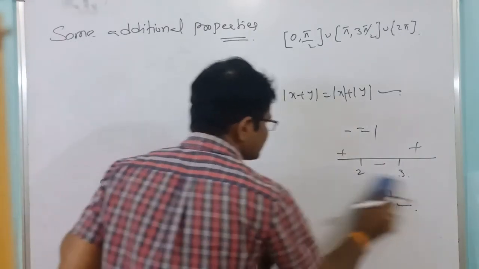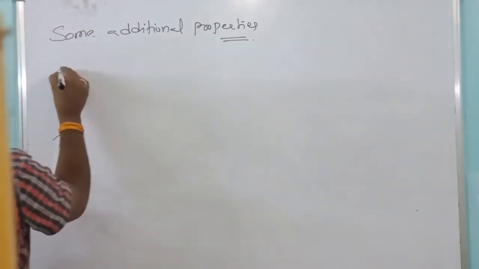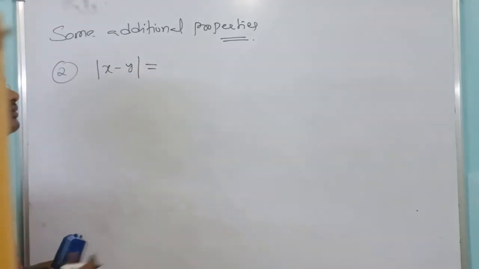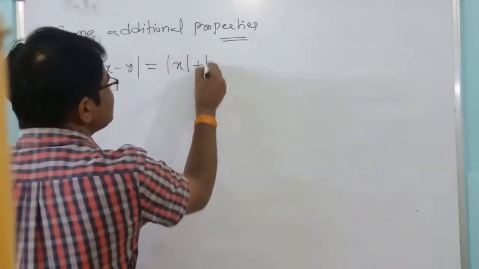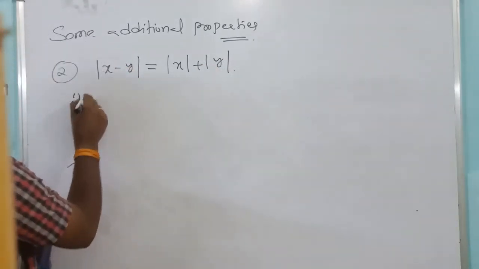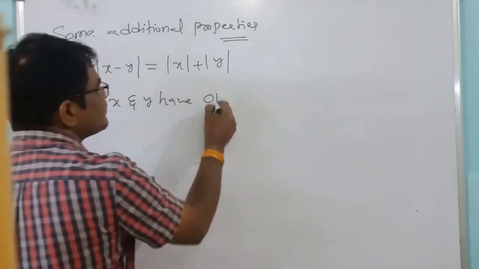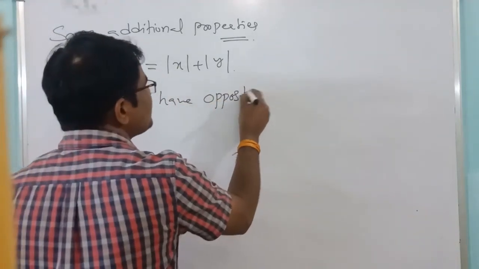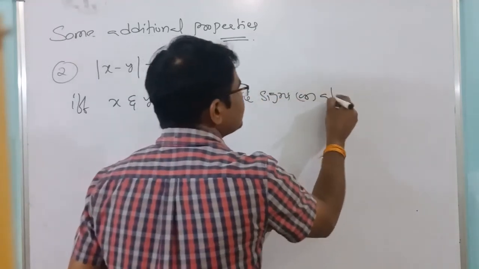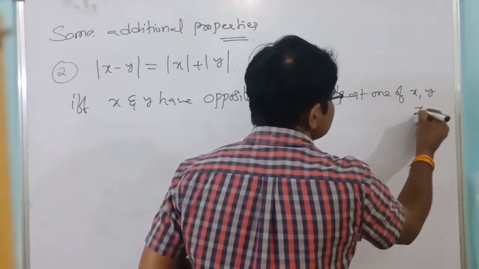This is the first one. And the second one is modulus of x minus y equal to modulus of x plus modulus of y. When does it hold? If and only if x and y have opposite signs, or at least one of x, y is 0.